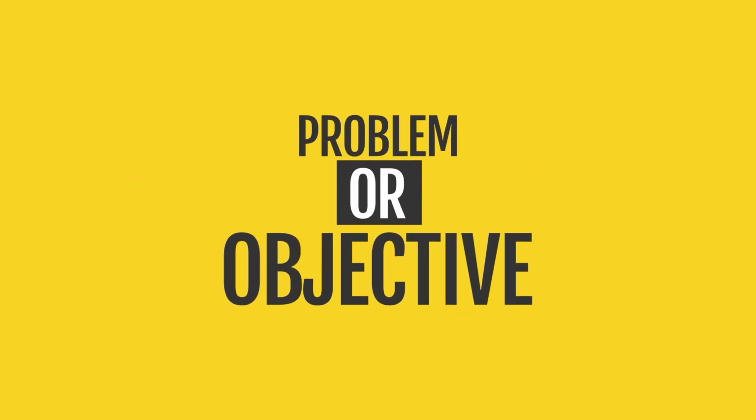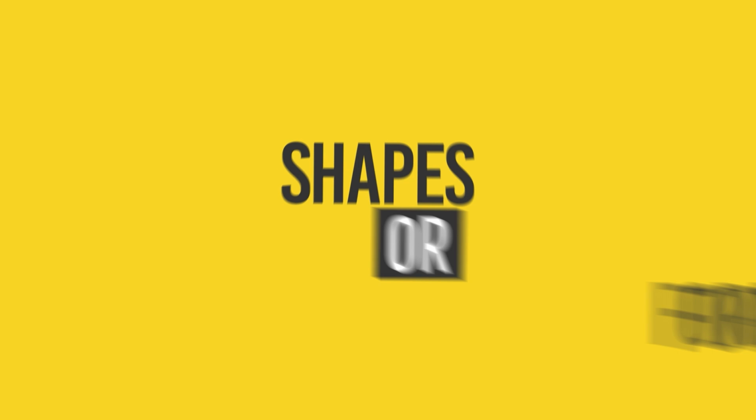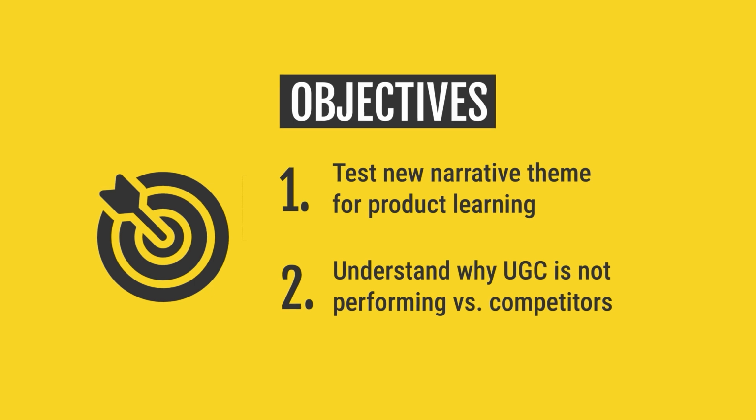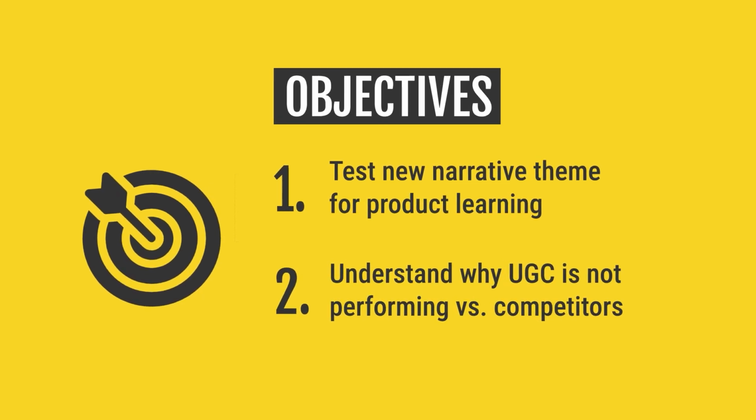Think about it as your North Star for your creative team. It starts with a problem or an objective. It can come in many shapes or forms, but ultimately it's a plan that outlines how you're going to achieve said objective through the communication of your ad creatives.